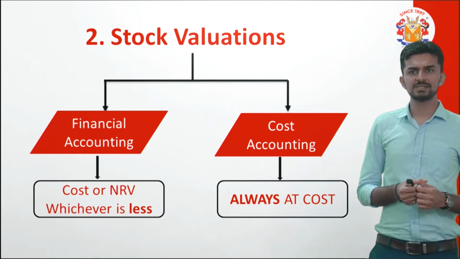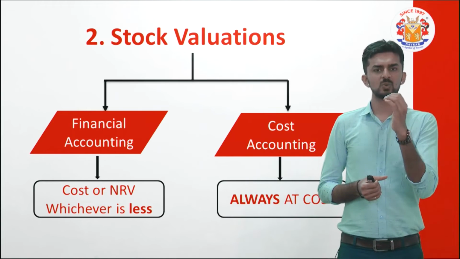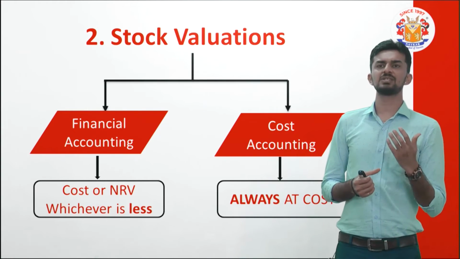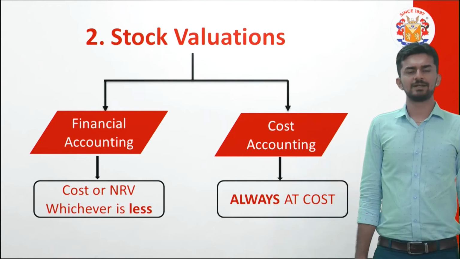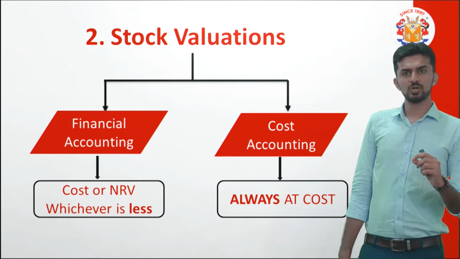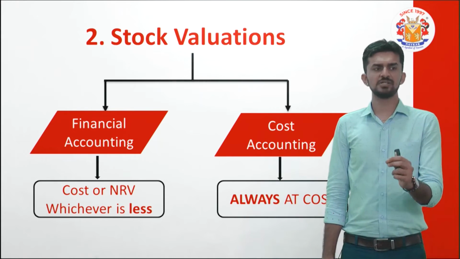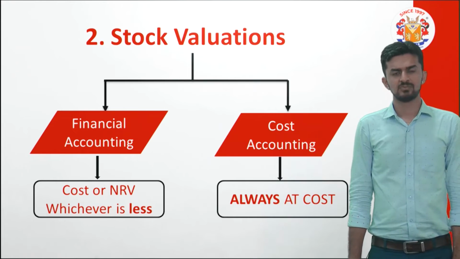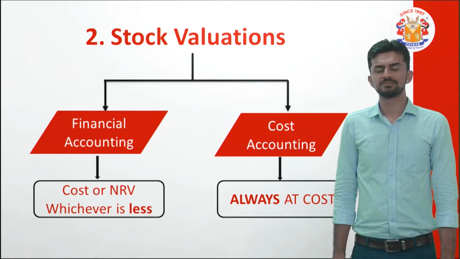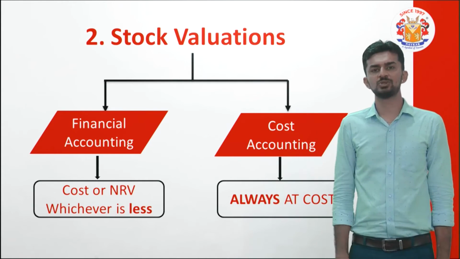Let's say there is a finished goods stock with the company of 10,000 units, the cost of which is rupees 1 lakh. The cost of production of making 10,000 units is 1 lakh rupees, but for reasons we don't know, its NRV has fallen to 90,000 rupees.